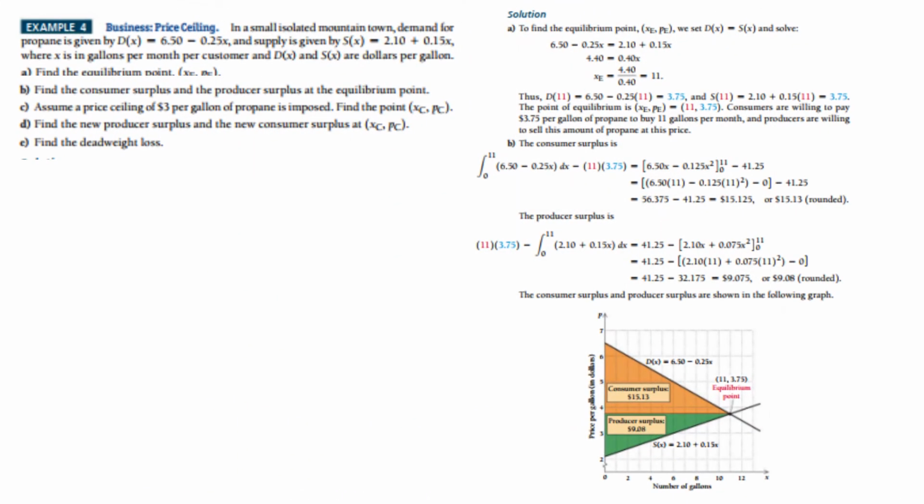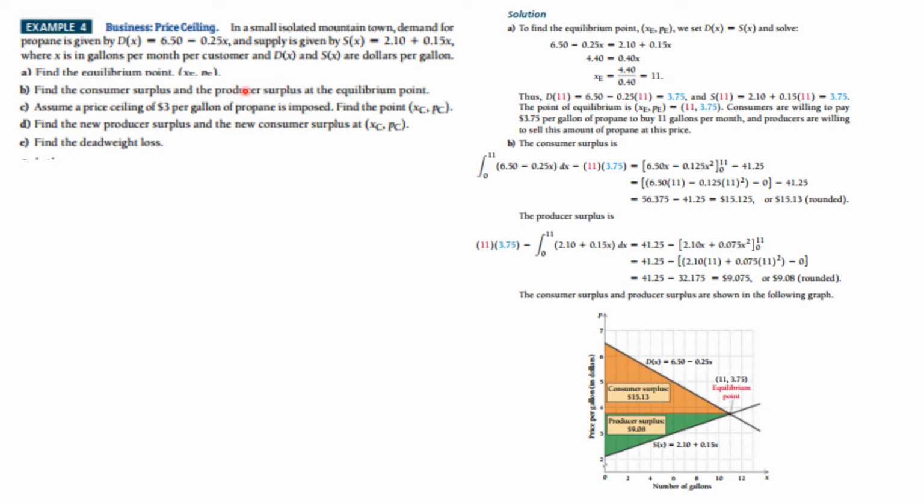Let's do an example. In a small isolated mountain town, demand for propane is given by this demand function, and you can see that I've graphed that demand function here. And the supply function is given by this, so that's the increasing line, and that's the supply function. And X is representing in both those equations gallons per month per customer, and D(x) and S(x) are in dollars per gallon. So those are the price.